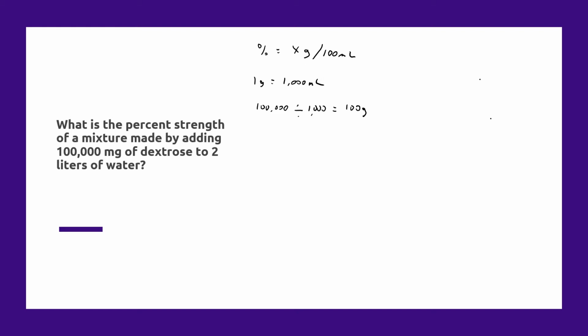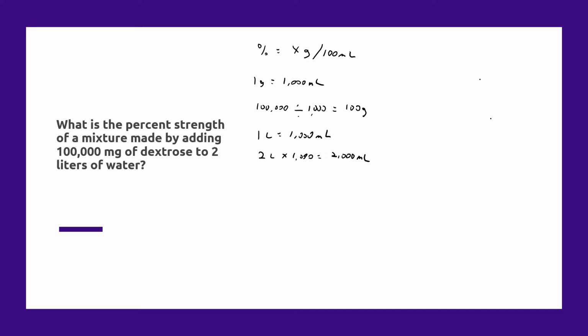Now we also need to convert 2 liters of water to milliliters. And again, you need to know that 1 liter is equivalent to 1,000 milliliters. That prefix milli essentially means 1,000th, so 1,000 milliliters is equivalent to 1 liter. To convert liters to milliliters, you need to multiply by 1,000. So 2 liters times 1,000 is going to be 2,000 milliliters.